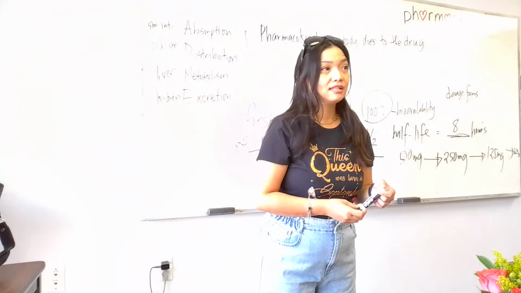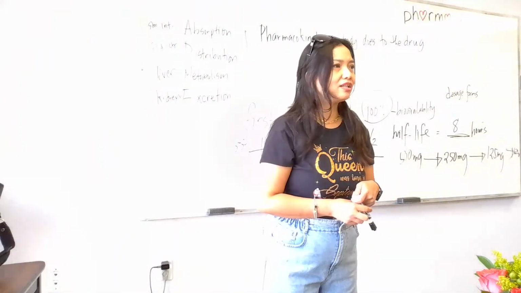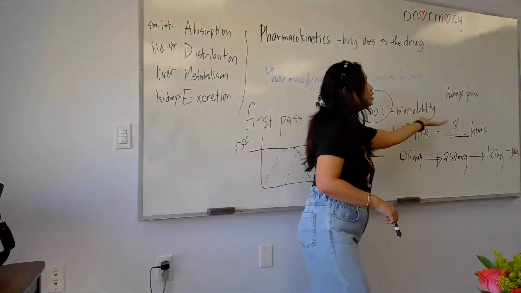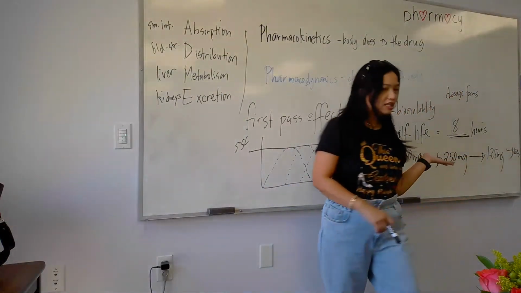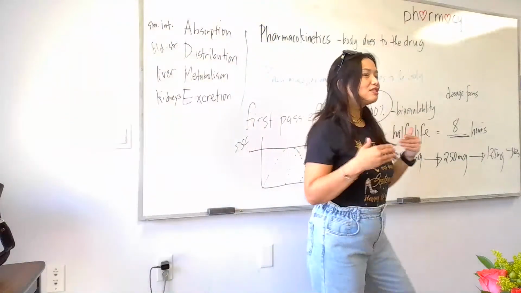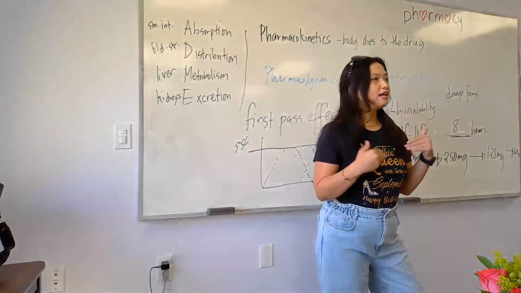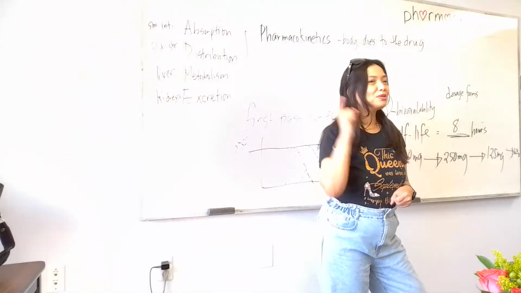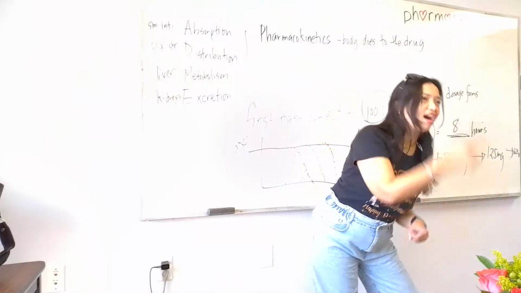Okay? Marijuana stays longer in your system. Does marijuana have a longer half-life or a shorter half-life? Longer. When a drug stays in your system longer, half-life is longer. Okay? That question shows up on the board exam a lot.